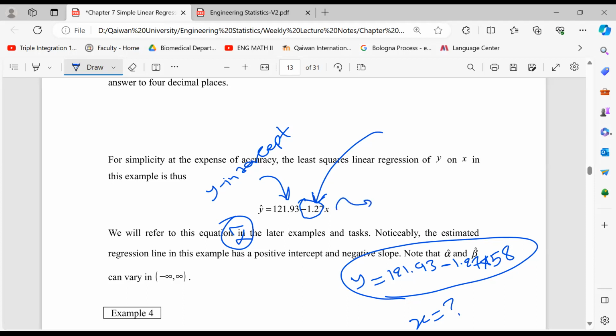Look, compare this with this equation. I'm sure that you are familiar with this equation, y equals mx plus b. I'm sure that you've seen this one in high school. Okay?